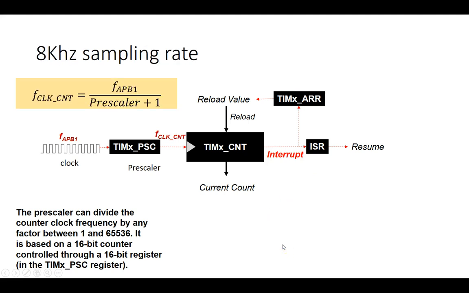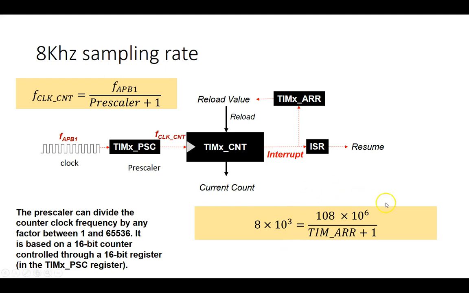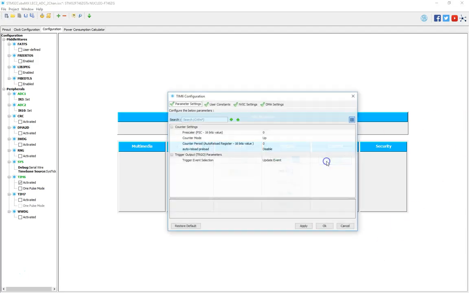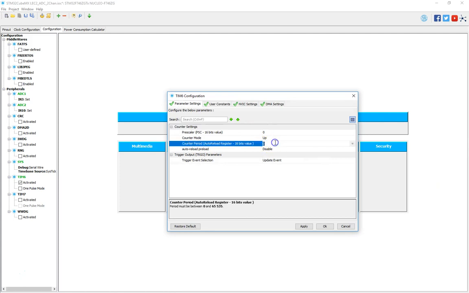In our case, the clock frequency is given by 108 megahertz. That's what we have. This is the interrupt frequency we want. That's the 8 kilohertz. And we need to figure out what value we're storing in there. So if we do this calculation, we will come up with a value of 13,499 in the case of the ARR register. So let's go put that in the CubeMX setting. So timer 6, what we want in the ARR register is 13,499. Say apply and say OK.